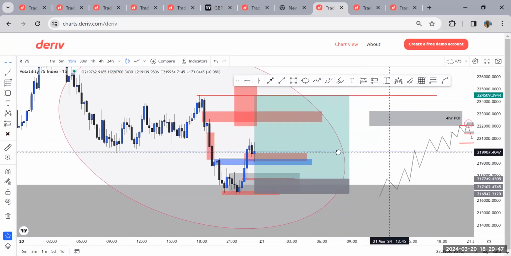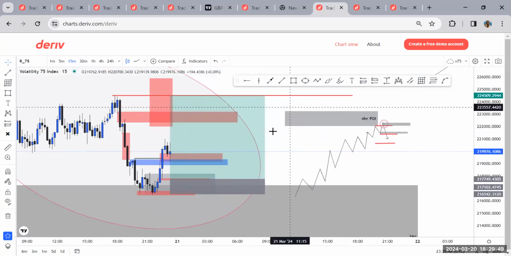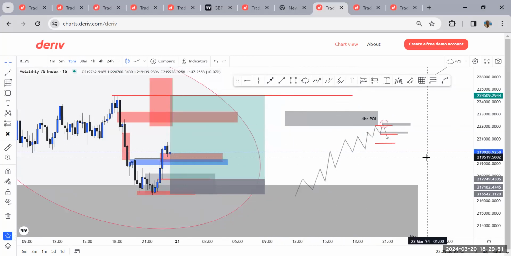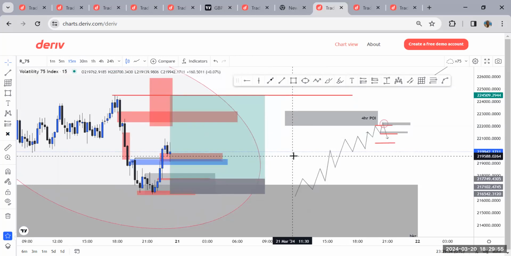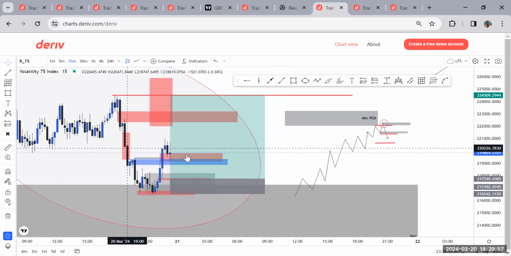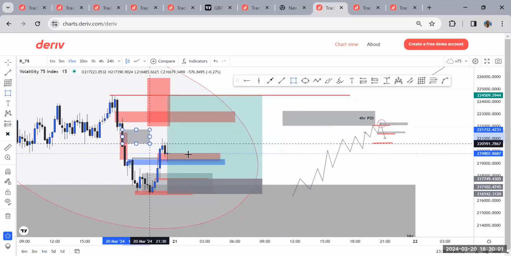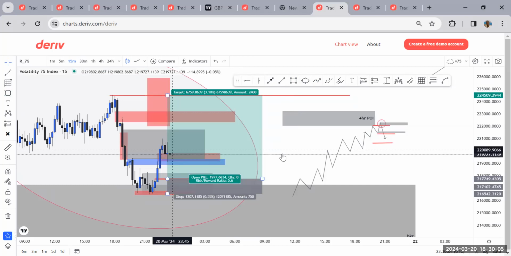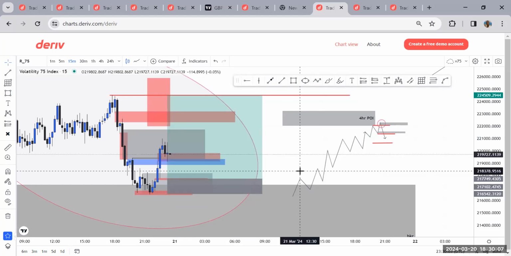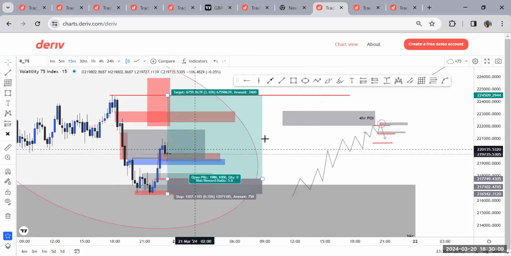So that is it. If you have any question, you can bring it up. Normally when price hits a fair value gap like that, it struggles to move. That is why the consolidation is happening right there. It's filling the gap small.